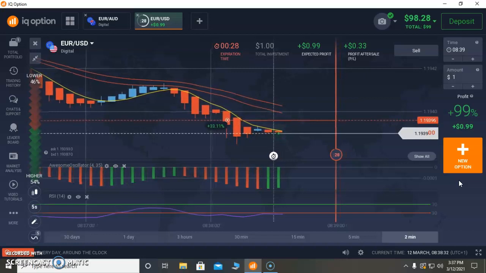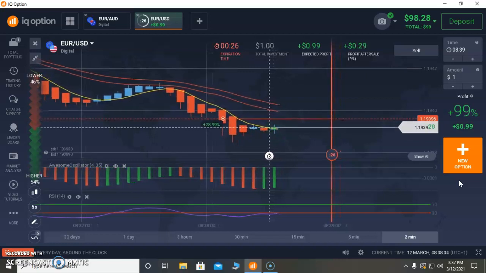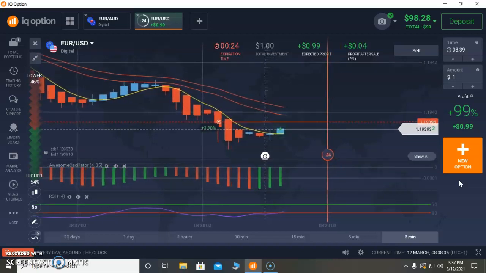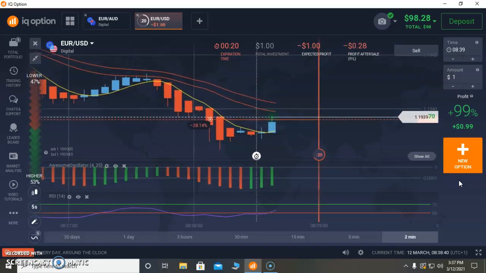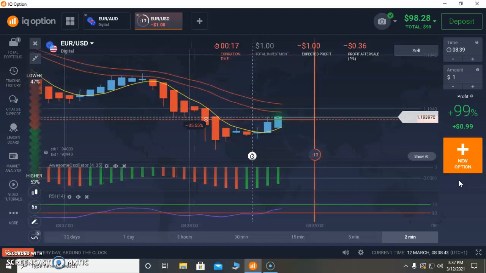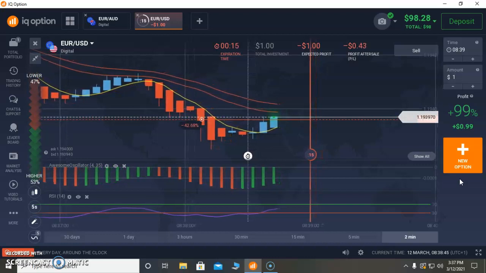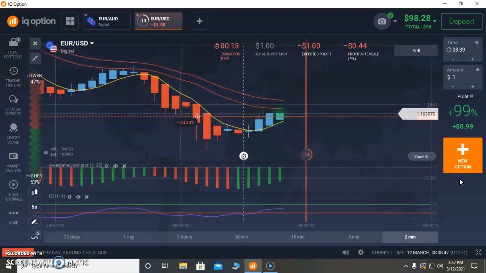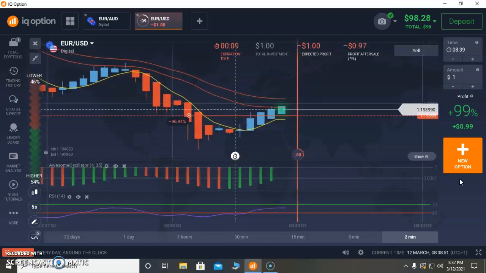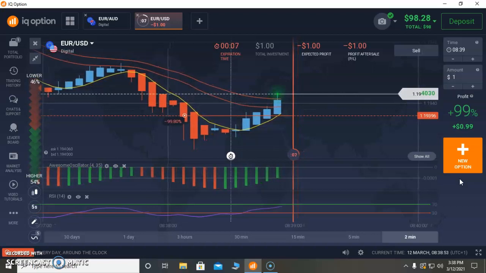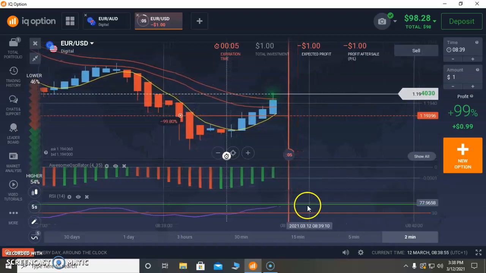So 95, $9. 104 dapat ito. Sa 0.99 or 99% na profit. Yung $9, 89 consecutive or straight wins. Abot na yun. Kung hindi man, 80-10. Oh! Come on, baby.